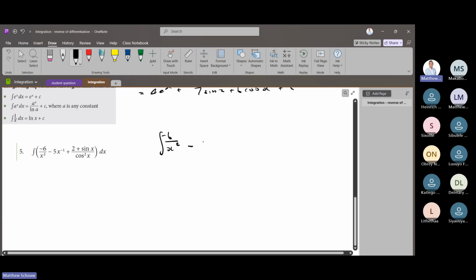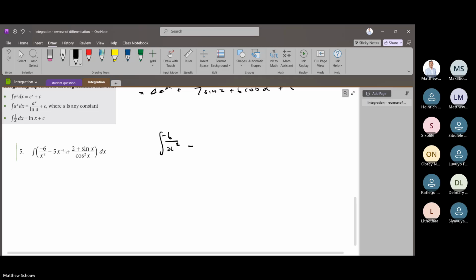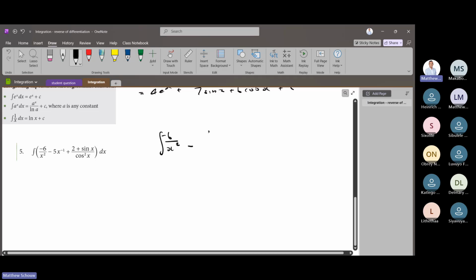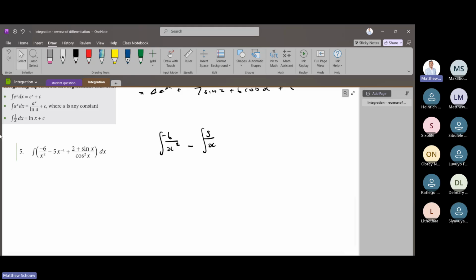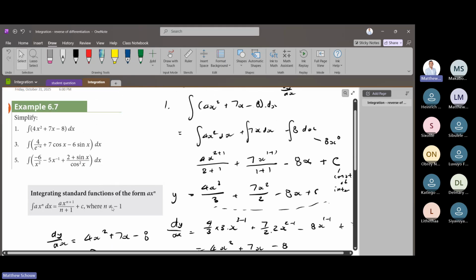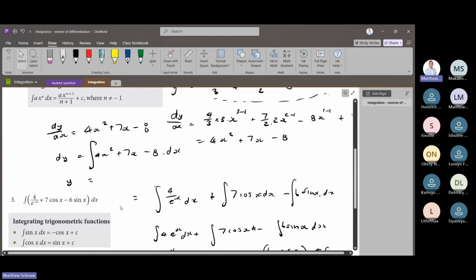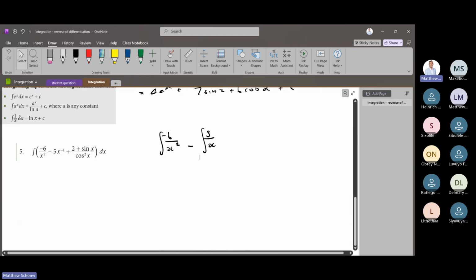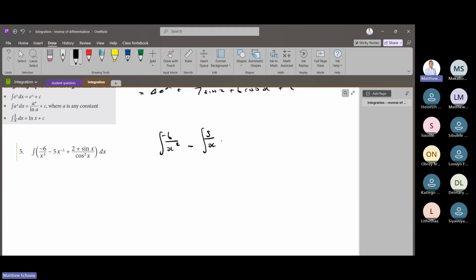Then you go minus 5. Now remember, 5x to the minus 1 is the same as saying 5 over x. So I'm not sure if you were told that the power rule doesn't apply where n is negative 1, because the integration of 1 over x in this case will be ln x. I'm just making you aware.